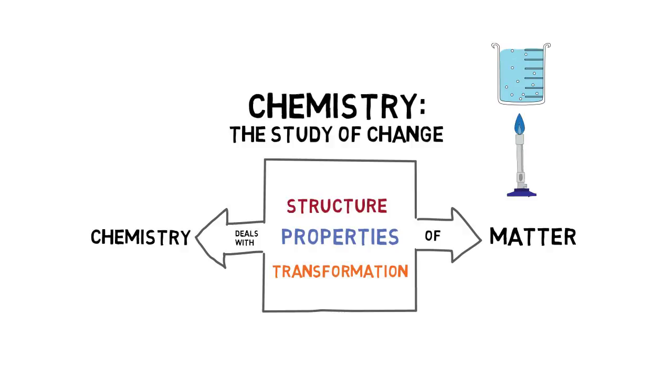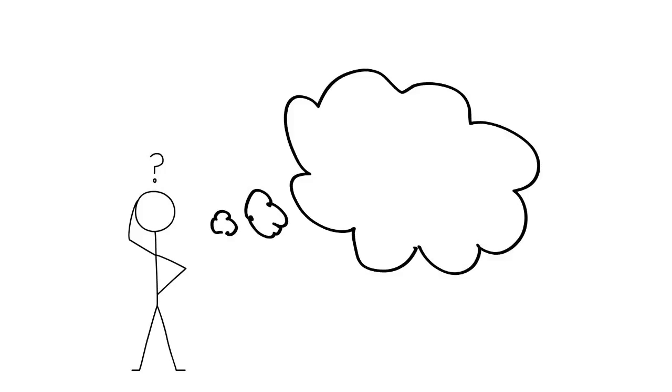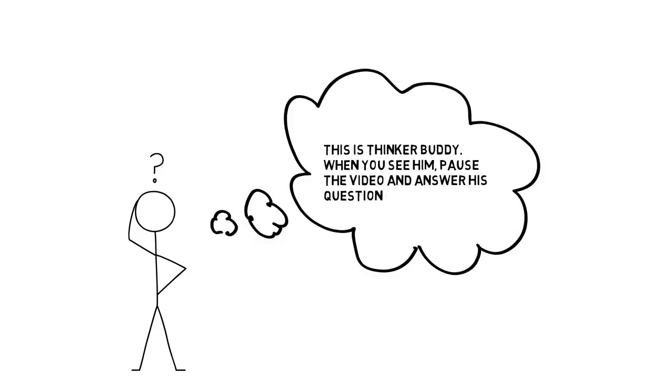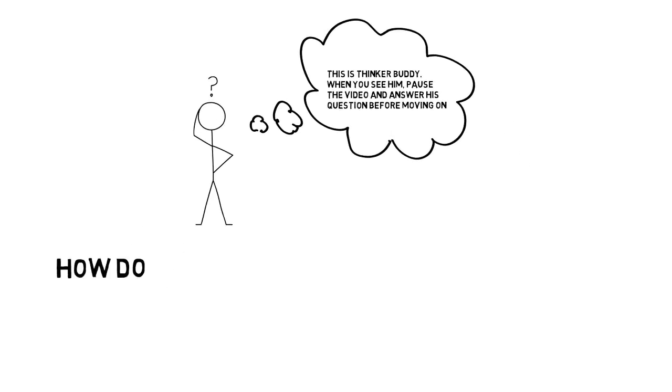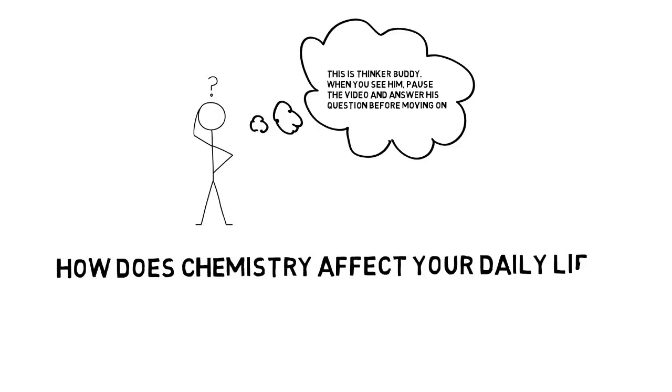Now, we're going to take the whole quarter to really delve into what we mean by that definition. So, we're going to start exploring with a question for you. See this little guy? His name is Thinker Buddy. When he pops up, you'll want to pause the video and answer his question. When you've answered it to the best of your ability, press play and move on to see the answer we arrived at. So, Thinker Buddy's first question is, how does chemistry affect your daily life? Go ahead and pause the video, and we'll come back and talk about it.